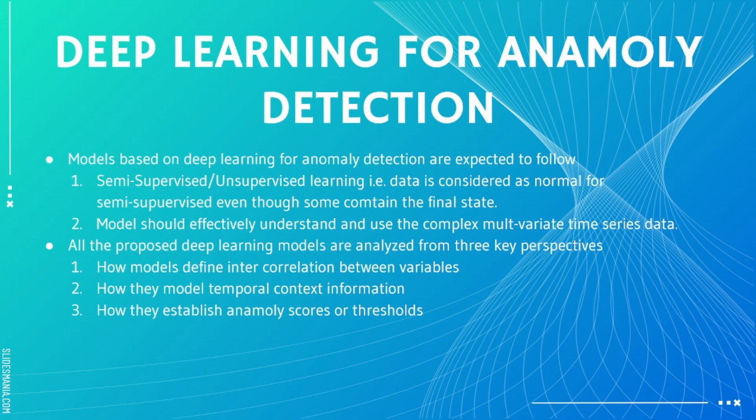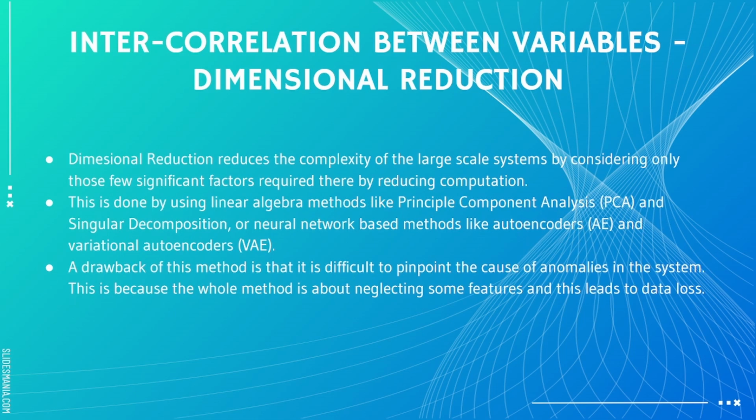All the proposed deep learning models are analyzed from three key perspectives: how models define intercorrelation between variables, how they model temporal context information, and how they establish anomaly scores or thresholds. Dimensional reduction is a method in which we can find the intercorrelation between the variables. Dimensional reduction reduces the complexity of large scale systems by considering only the few significant factors required, so that it reduces the computation.